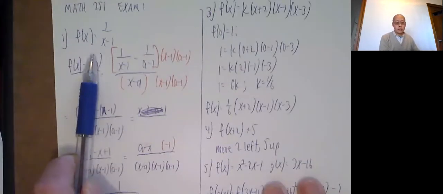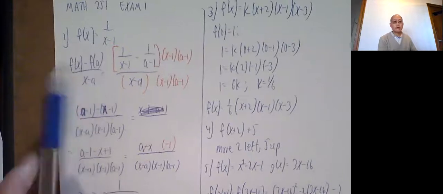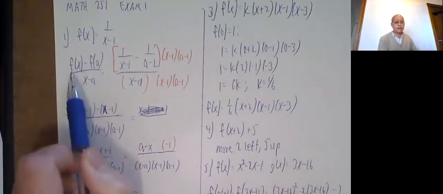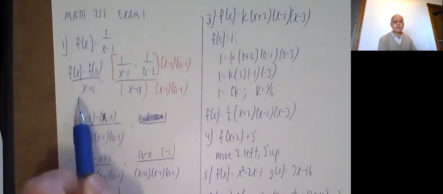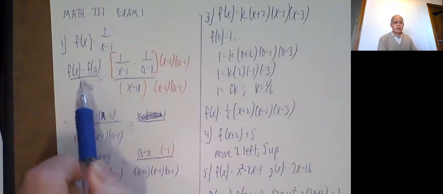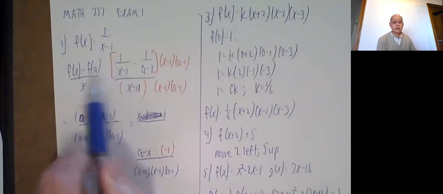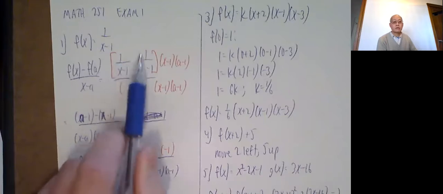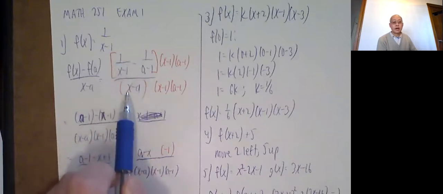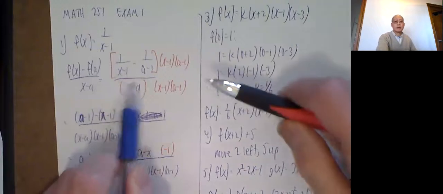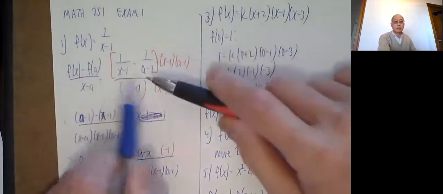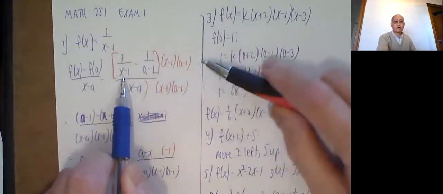Okay, so number 1, f of x is 1 over x minus 1. You ask for f of x minus f of a divided by x minus a. So f of x is just the original function, 1 over x minus 1, minus f of a, 1 over a minus 1, over x minus a. Then you multiply the numerator and denominator by the common denominator of this, which is x minus 1, a minus 1.